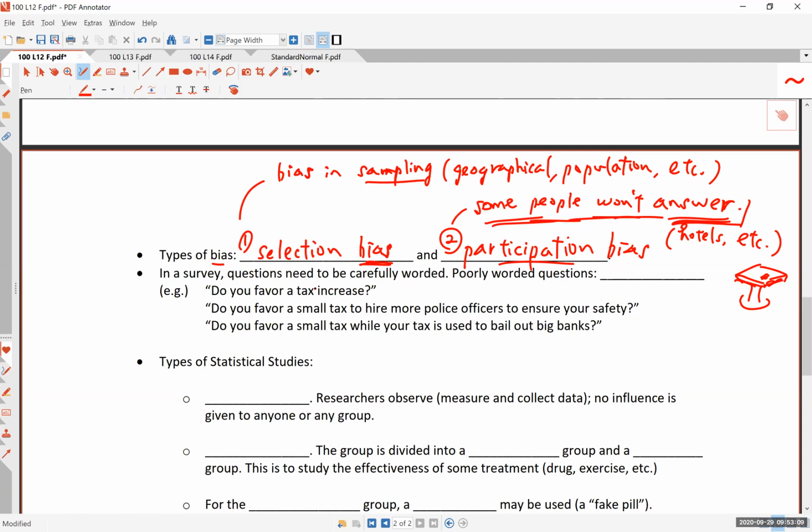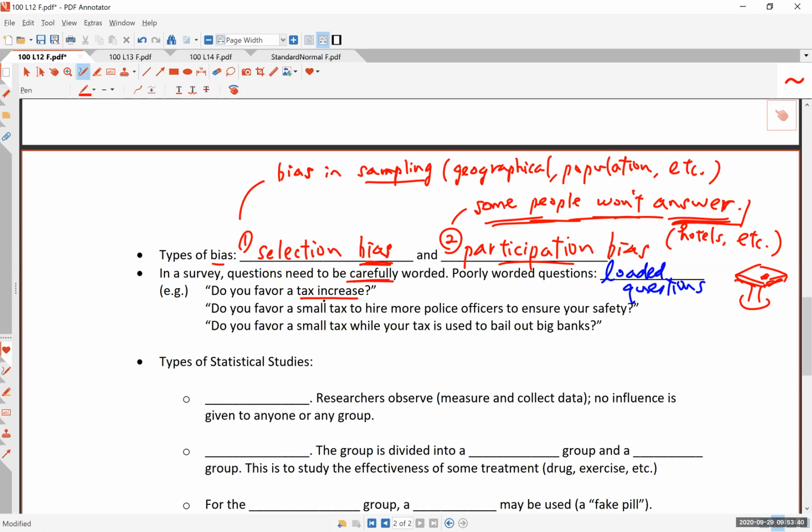All right, in survey questions, you have to be asking questions carefully. Poorly worded questions have a name or term: loaded questions. What are loaded questions? These are questions that are poorly worded, and you will not get good or unbiased results, because these questions, loaded questions, lead one to a certain type of biased answer.